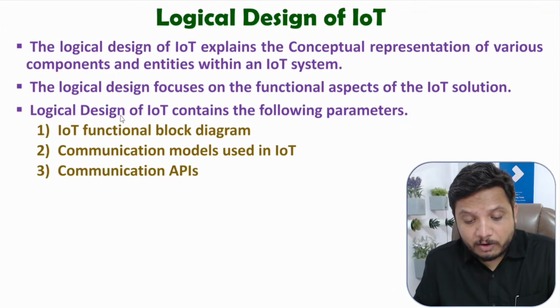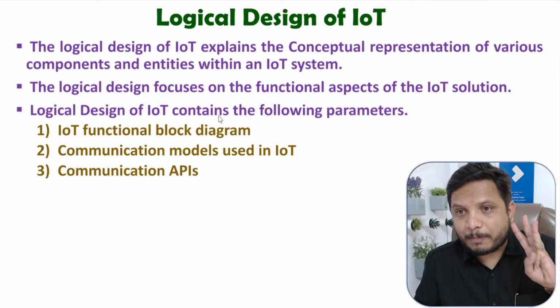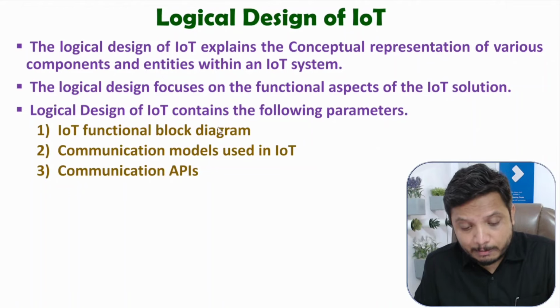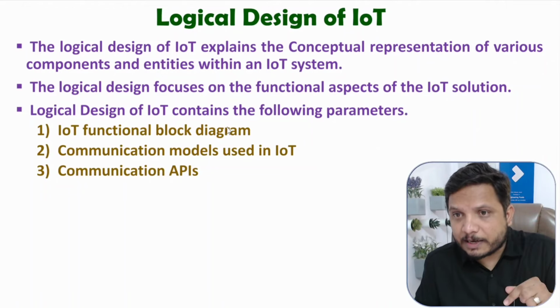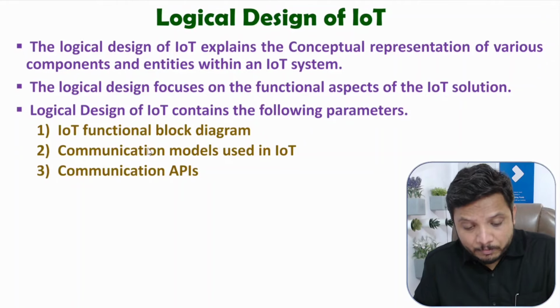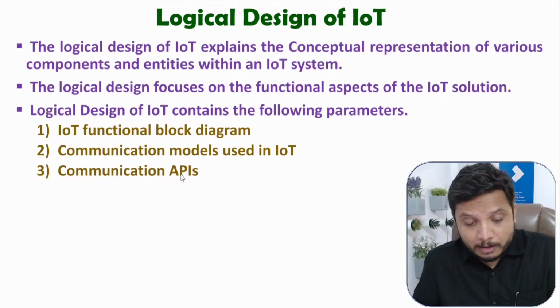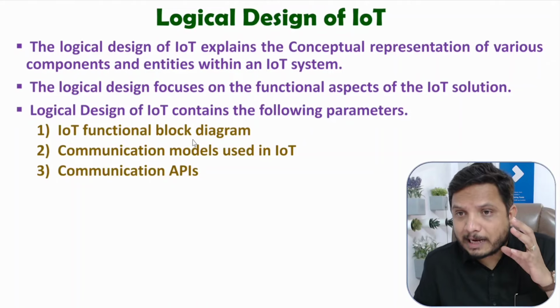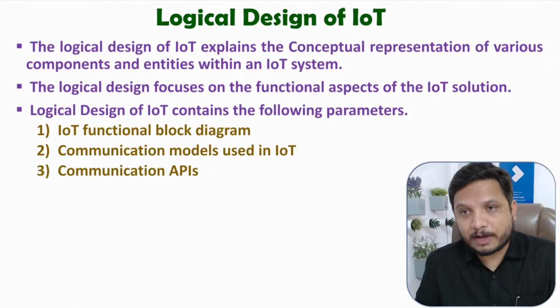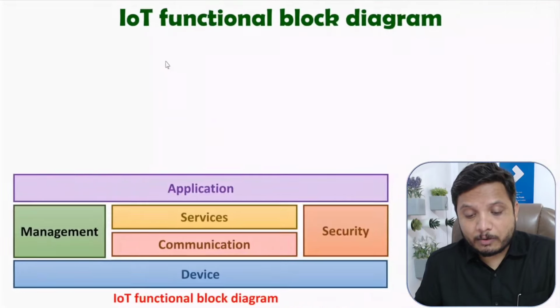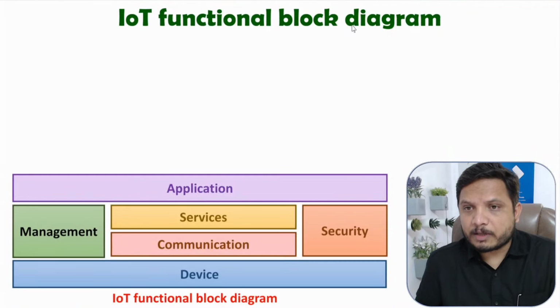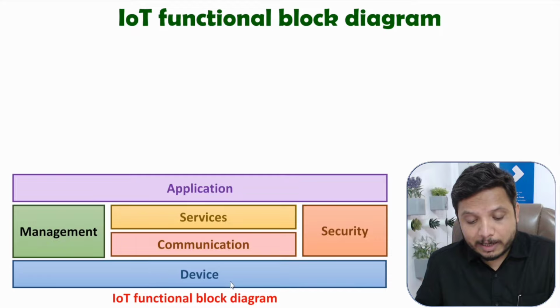See, logical design of IoT contains three major parameters. First is IoT functional block diagram that I'll explain you in this video itself. After that, I'll make two another videos based on communication models used in IoT and communication APIs. So in this video, I'll be explaining you IoT functional block diagram, that is a parameter of logical design of IoT, right? So let us see how IoT functional block diagram is there. You can observe here in IoT functional block diagram, we are having 6 components.